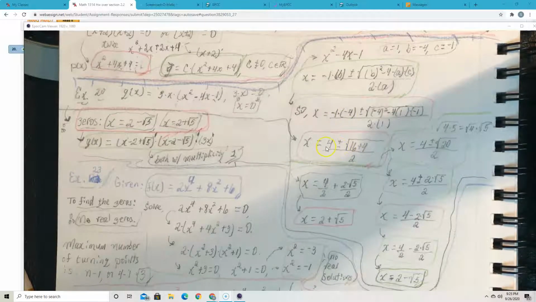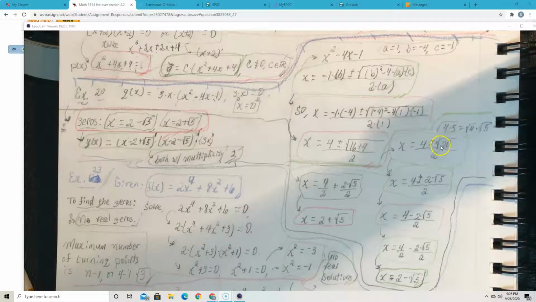-1 times -4 is 4 right here, plus or minus from right here. That's what's going to give us the two solutions. The square root of -4 quantity squared is -4 times -4, which is positive 16. Then -4 times 1 is -4, times -1 is positive 4. 16 plus 4 is 20. So now we have 20 inside here. All this cleans up to just 20 inside the square root. So we have 4 plus or minus the square root of 20 divided by 2.